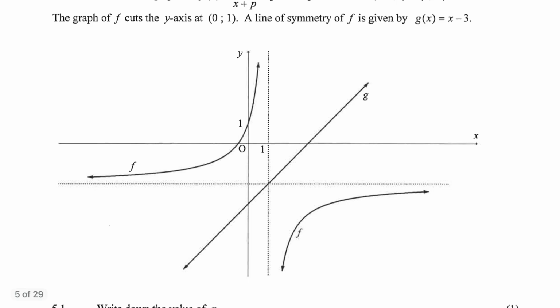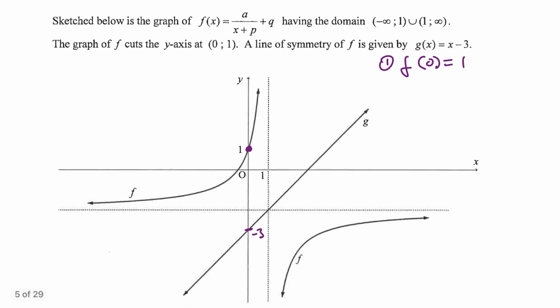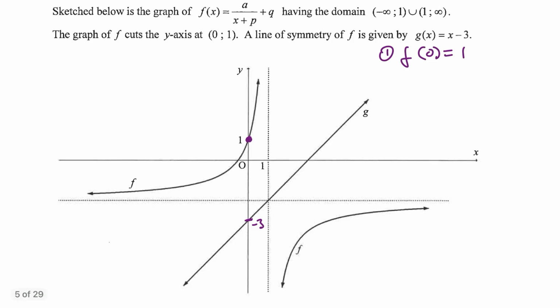You are given that g of x is equal to x minus 3. So that's g of x. You're already given that. And of course, if this is minus 3, then the y-intercept of g of x is minus 3. And what else? We're told that the y-intercept of f is 0, so we are told that f of 0 is equal to 1. Remember, you're just given an equation. So we're told that the y-intercept is equal to 1.